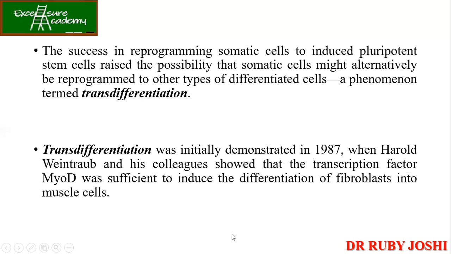cells. So here we are not making your somatic cell into pluripotent stem cells. What we are doing here is that we are making one cell into another cell. For example, differentiating fibroblast directly to the muscle cell. So this is transdifferentiation, meaning that you are differentiating a particular cell into another cell.